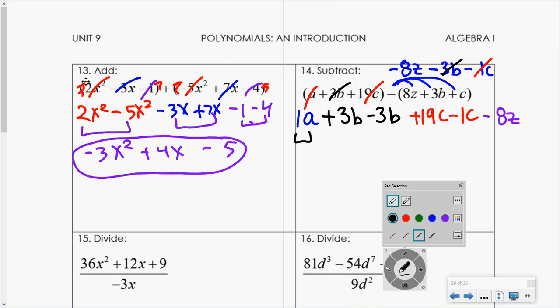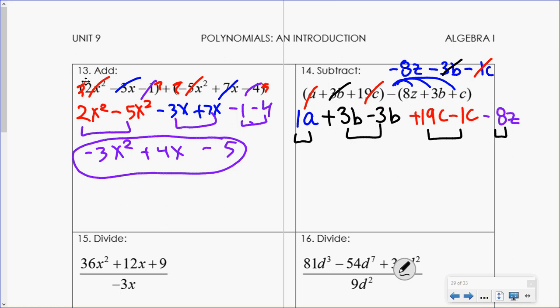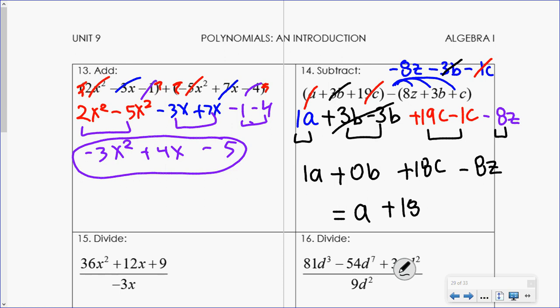So 1a just comes down. The coefficients of b, 3 and negative 3, the coefficients of c, 19 and negative 1, and the coefficients of z. So 1a just comes down. This goes away, or you could write plus 0b. This becomes plus 18c and negative 8z's. So just simplifying, I have a plus 18c's minus 8z's. And that's my final answer.